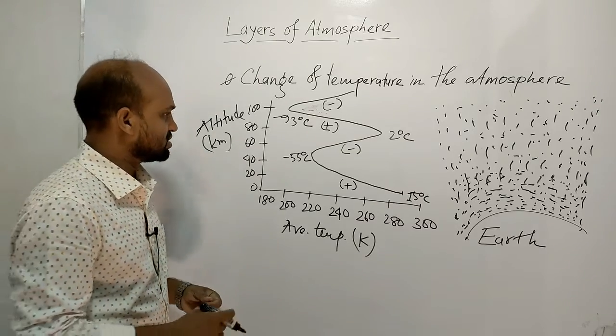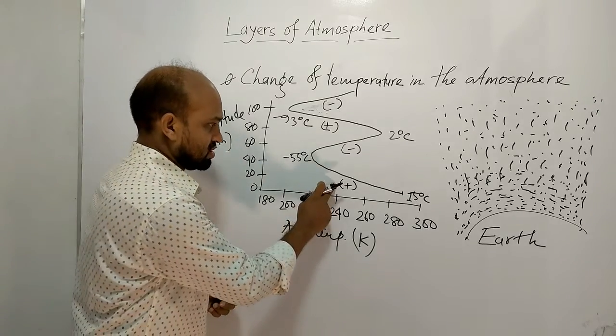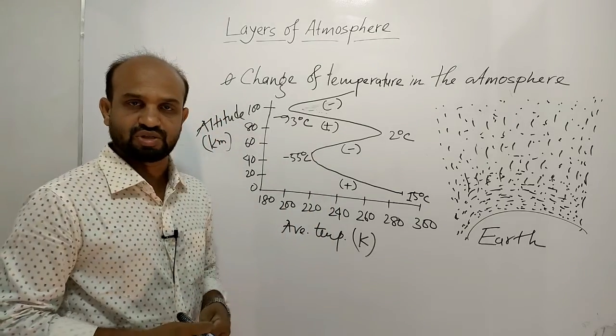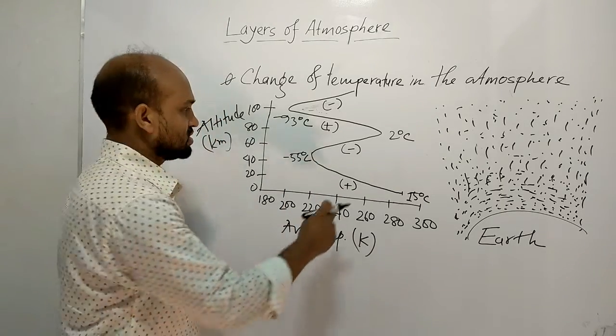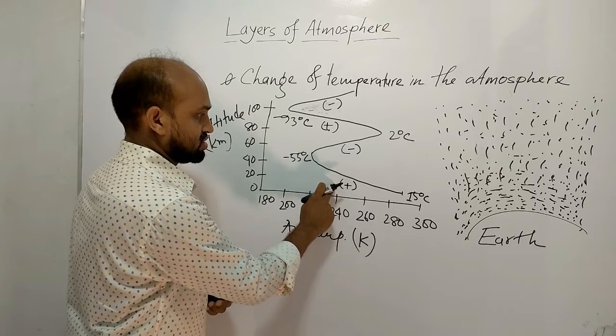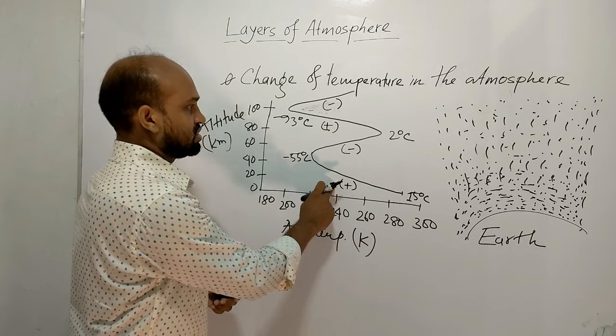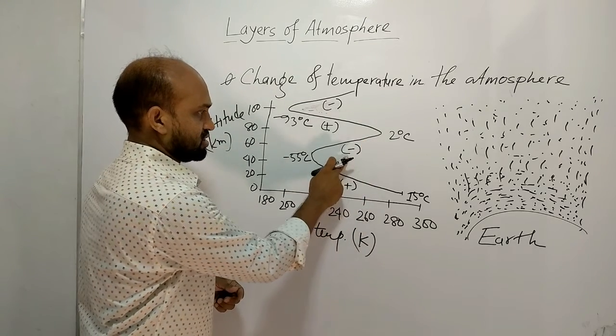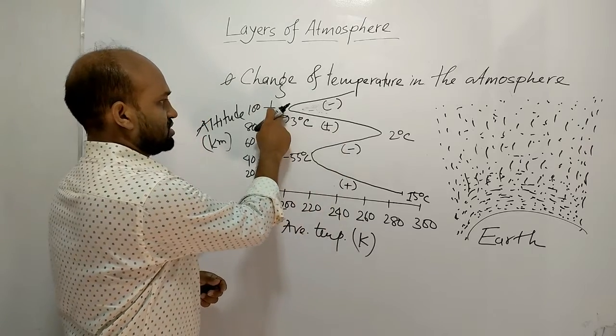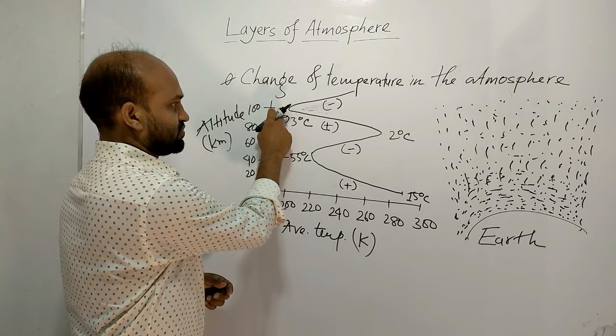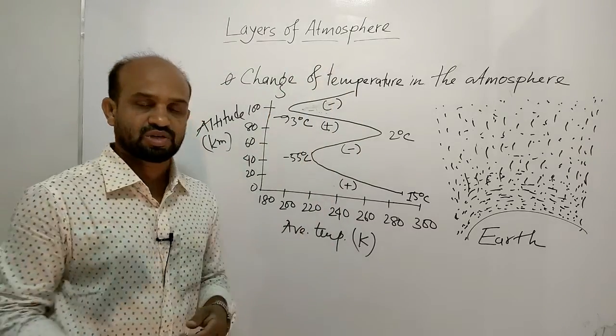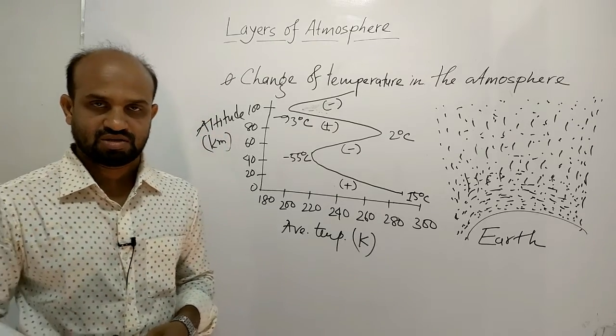So here we learned lapse rate, that is change of temperature in the upward direction. Decrease of temperature is positive lapse rate. Increase of temperature is negative lapse rate. Again decrease of temperature, positive lapse rate. Again increase of temperature, negative lapse rate.